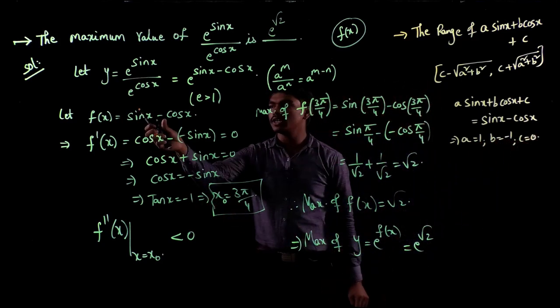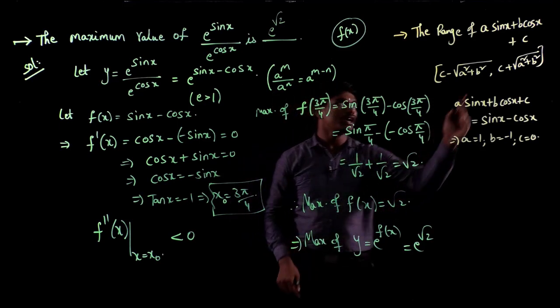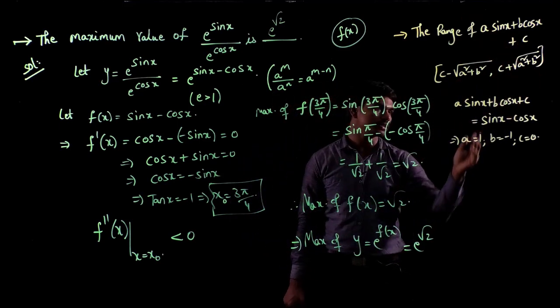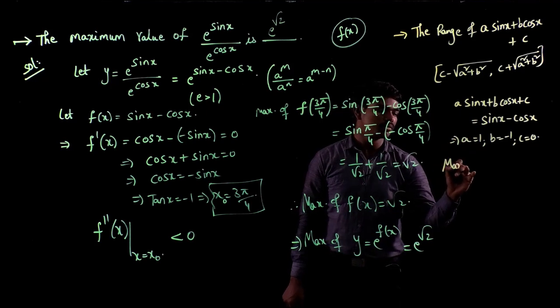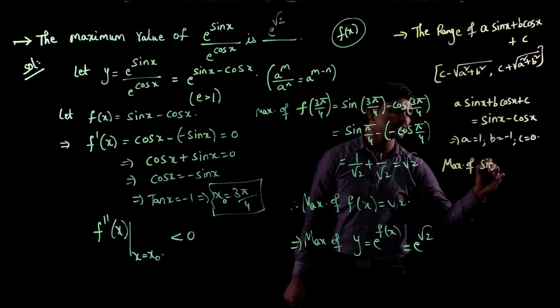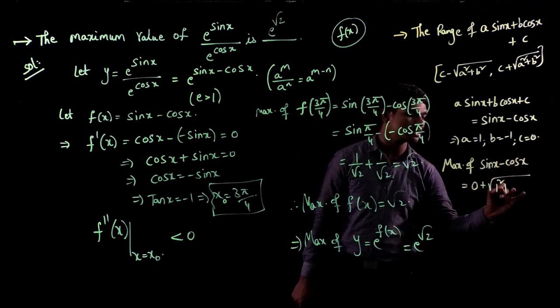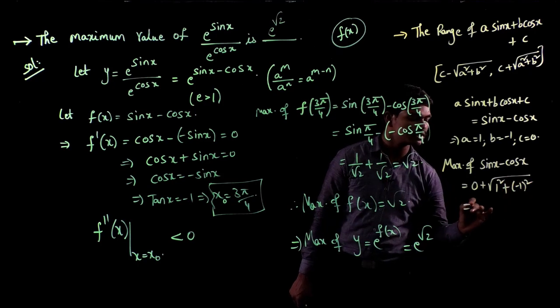Now we want the maximum value of this function sin x minus cos x, and you know the maximum value of this particular function is c plus root of a square plus b square. So if you substitute, the maximum of sin x minus cos x is equal to c, which is 0, plus root of a square, which is 1 square, plus b square, which is minus 1 whole square, which is root 2.